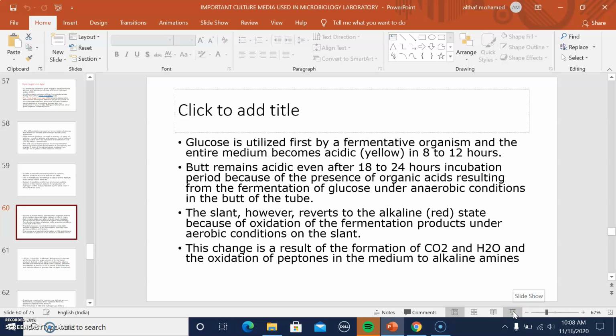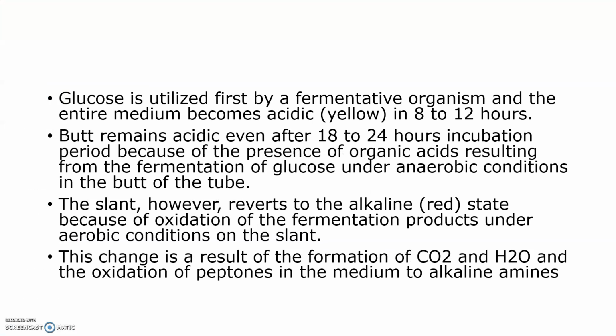So here is the continuation portion of the TSI, that is triple sugar iron agar medium. Here the glucose is present only at 1% in this medium. It is utilized first by the fermentative organism and the entire medium becomes acidic. That means the color changes to yellow within 8 to 12 hours, and the butt remains acidic even after 18 to 24 hours of incubation.